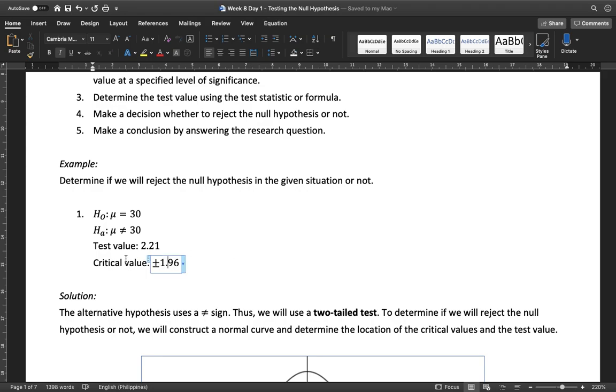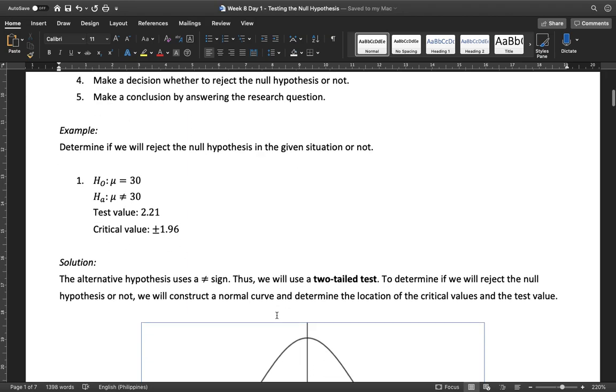And they also gave the value of the critical value. So, paano ba natin siya i-interpret? Okay, so first thing na kailangan natin malaman dito is alamin natin kung two-tailed ba siya or one-tailed. Since gumamit siya ng not equal kay alternative hypothesis, we will be using a two-tailed test. And to determine if we reject the null hypothesis or not, we will construct a normal curve.